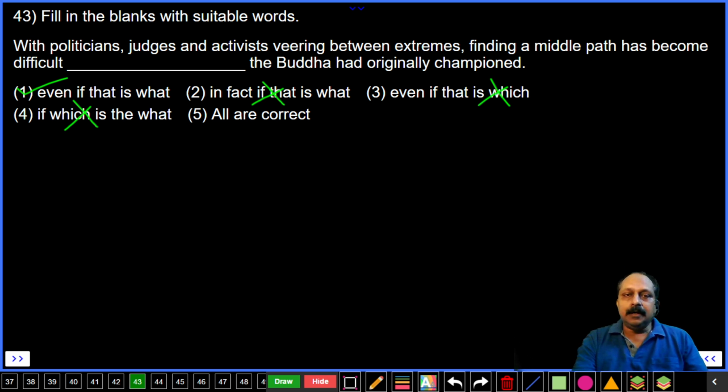With politicians, judges, and activists veering between extremes, finding a middle path has become difficult, even if that is what the Buddha had originally championed. Answer is the first option.